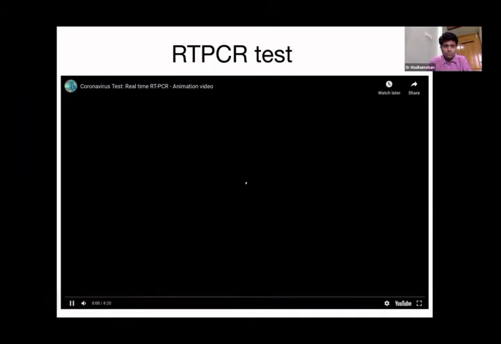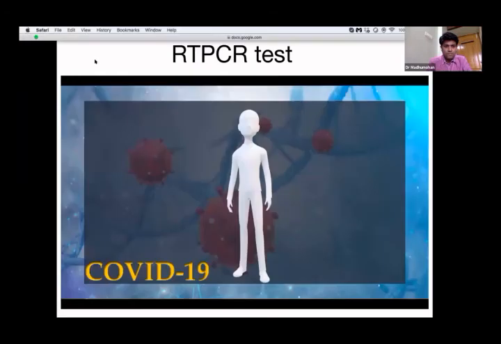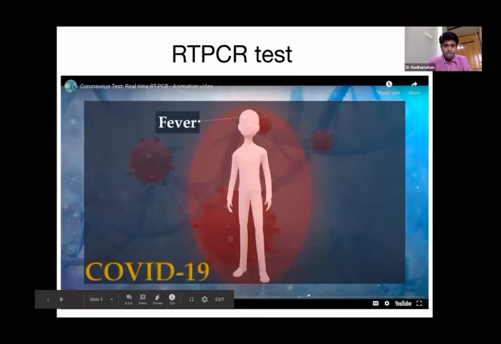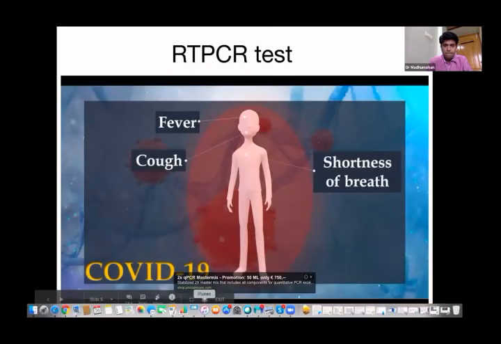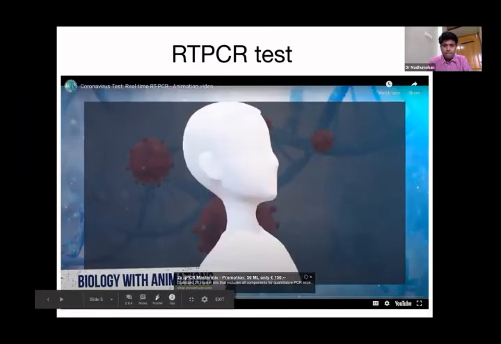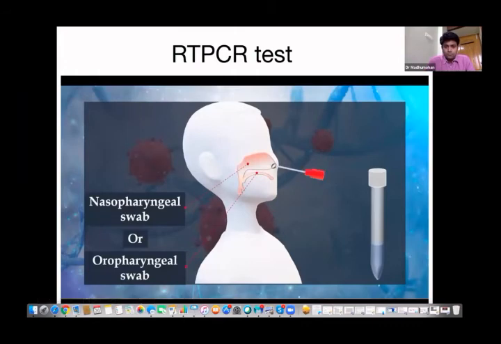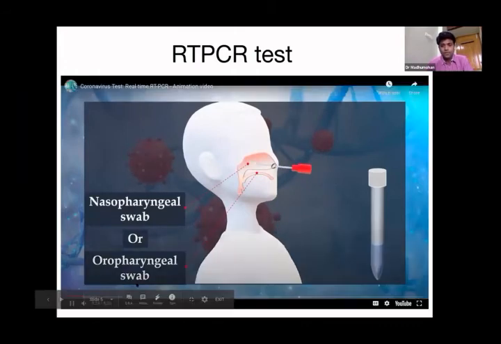COVID-19 is an infectious disease caused by severe acute respiratory syndrome coronavirus 2. When a person is infected, the most common symptoms include fever, cough, and shortness of breath. To start a test, the samples can be collected by a nasopharyngeal swab or an oropharyngeal swab. For nasopharyngeal specimen, the swab is inserted in the nostril and gently moved forward into the nasopharynx, then it is rotated.